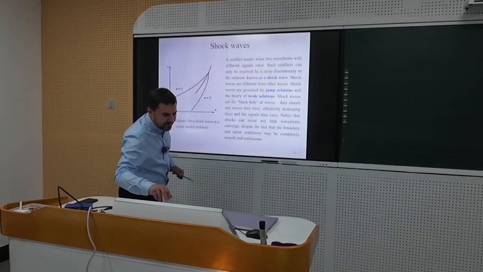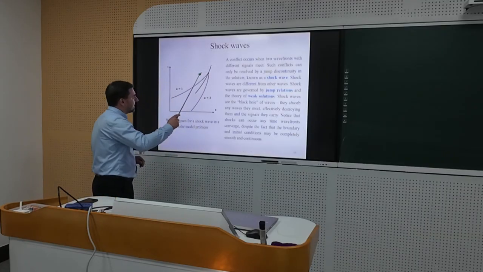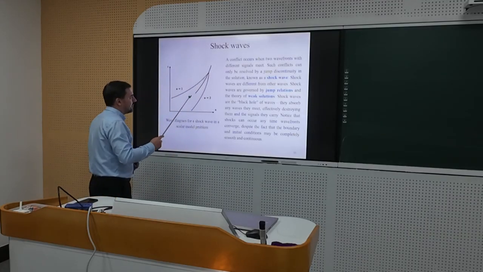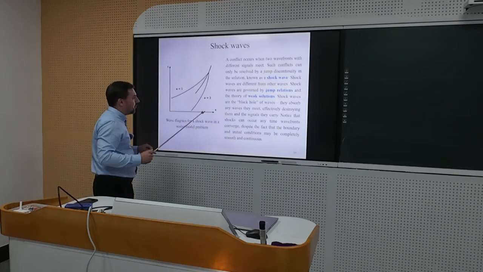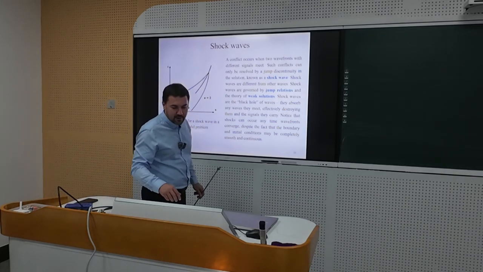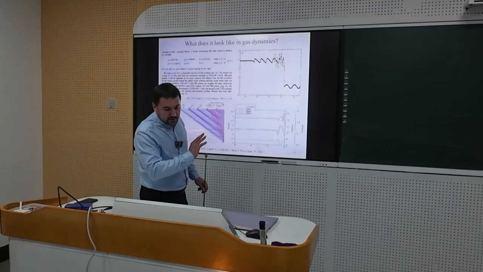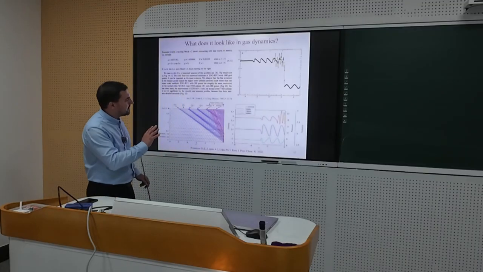And this is an example of how different characteristics converge, and this is a black hole of waves that absorbs any waves that they meet. This is just to relax.